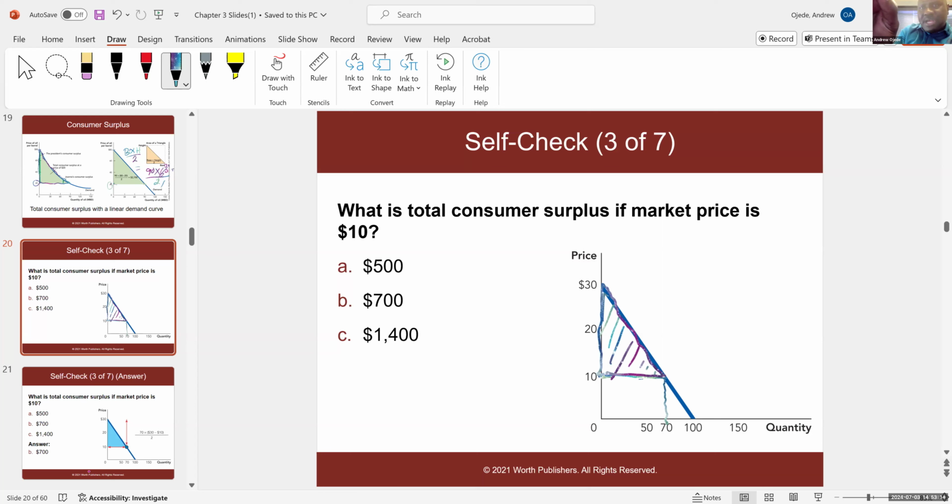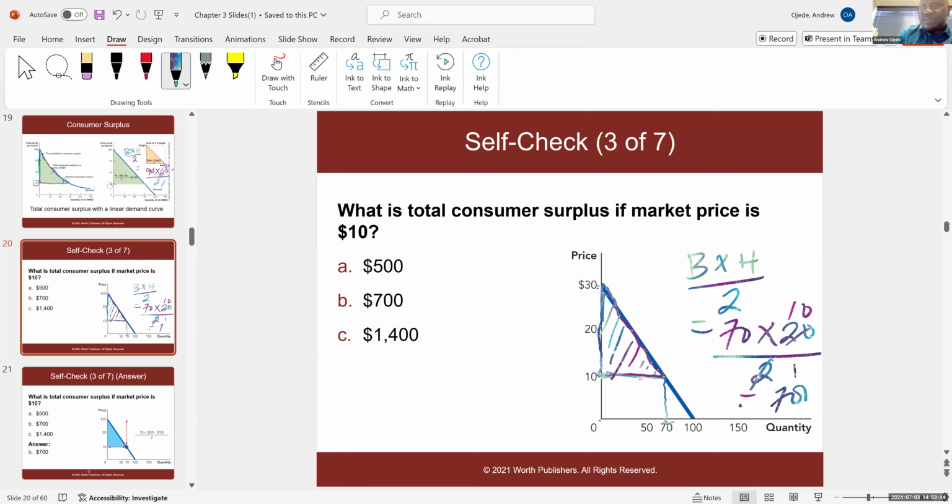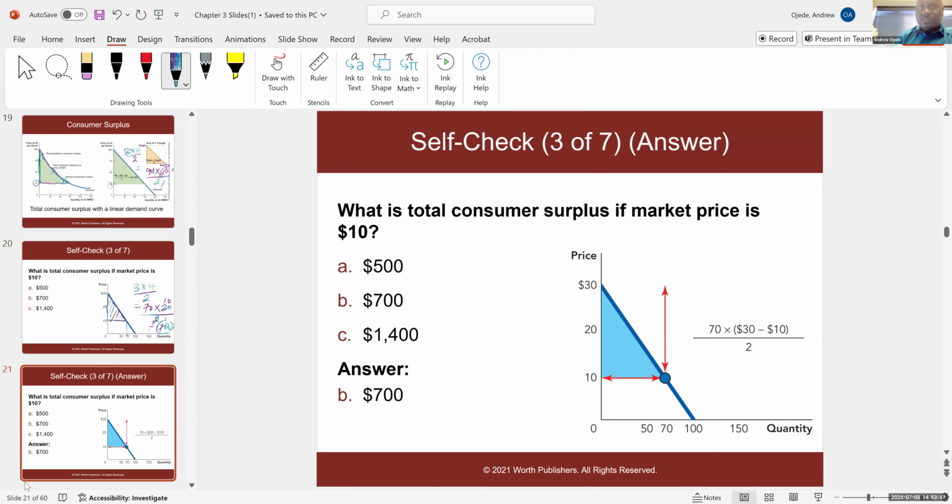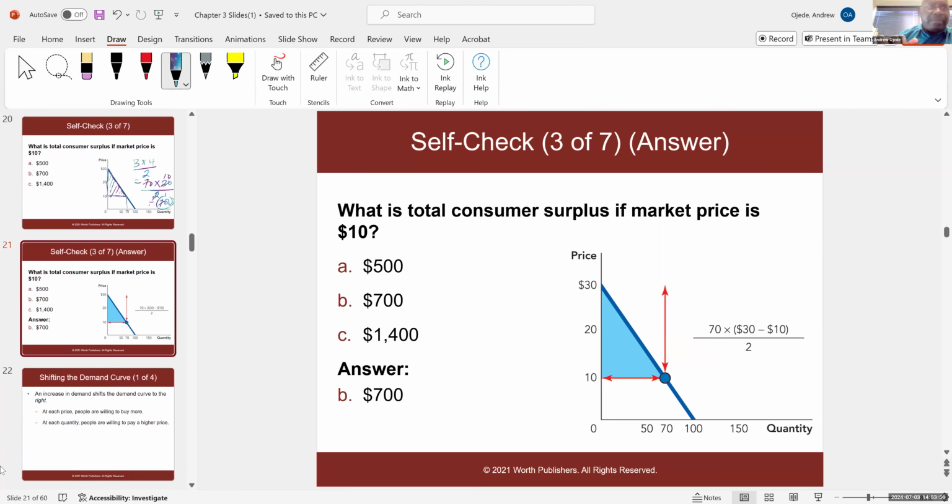So the base of that triangle runs from 0 to 70, so that's 70. And then the height runs from 10 to 30. So the consumer surplus here is base times height divided by 2, the area of the triangle. That's 70 times the height, which runs from 10 to 30, that is 20, divided by 2. The 2s cancel, leaving 10, so that's going to be 700. So the correct choice would be B. That is how you calculate the consumer surplus. Pretty straightforward.